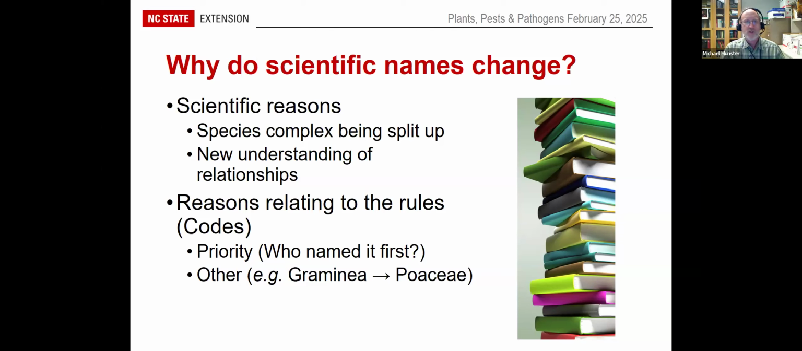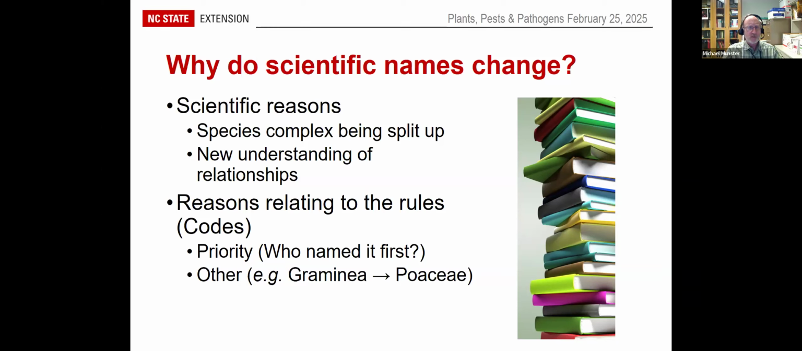It could also come from a new understanding of the relationships. So maybe we've been grouping these species in the same genus, but there are reasons to say that they're not all that closely related, very often nowadays from genetic studies, and we decide that it merits moving some of them into a different genus. They don't have as close a relationship as you would have thought originally.